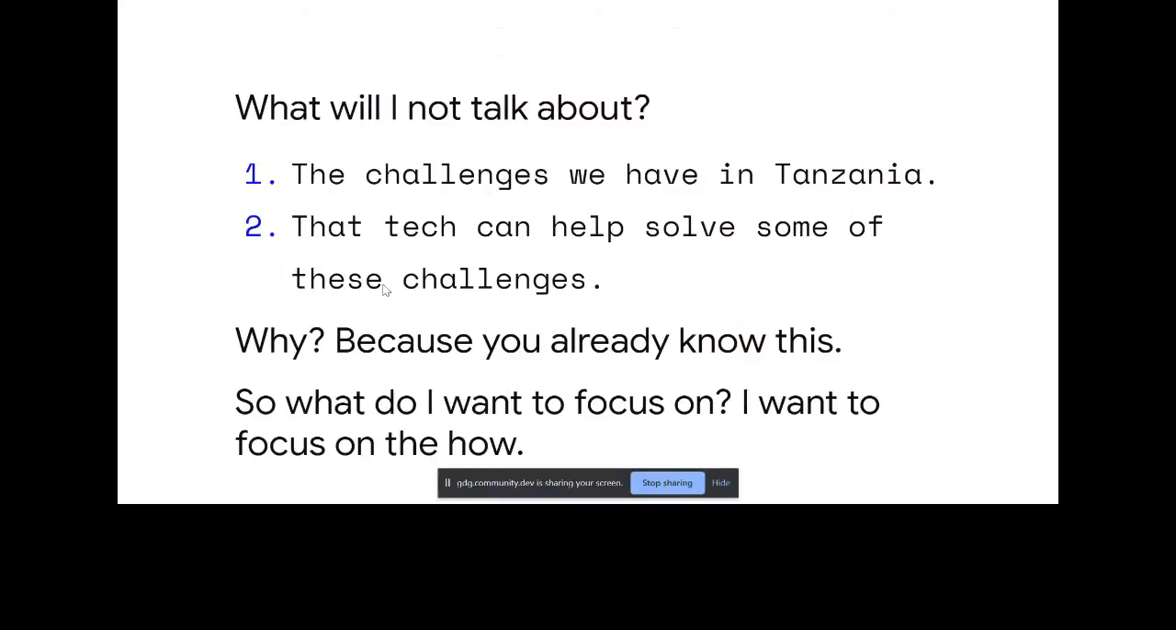I'm also not here to tell you about the problems that we face in Tanzania because obviously you know that, and I'm also not here to tell you that technological innovation is one solution to those problems because we wouldn't even have this program if that wasn't the case. And so, frankly, you do all know about that.